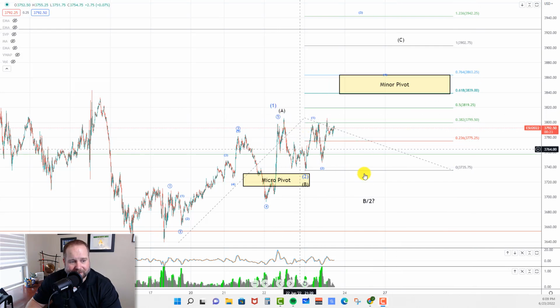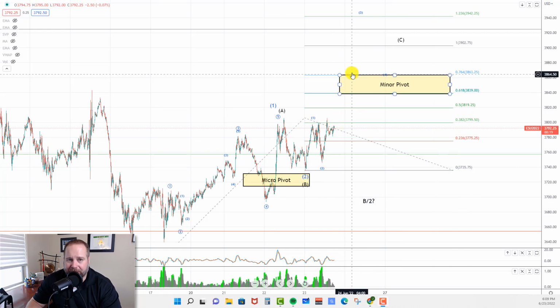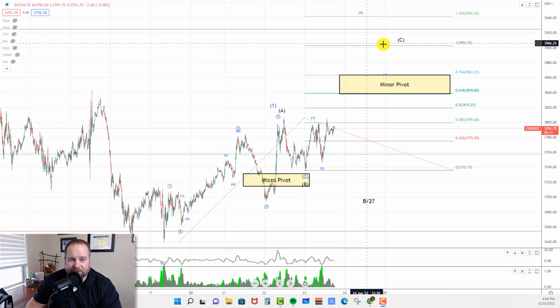So again, we draw our extension tool here. We get the 618 and the 764. A move above that pivot is an indication that we have started wave 3. Now, to confirm that, we want to see the move hit at least the 1.0, and then come back and hold the pivot.